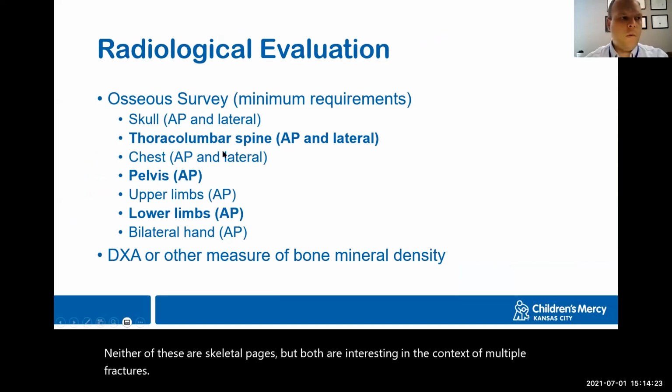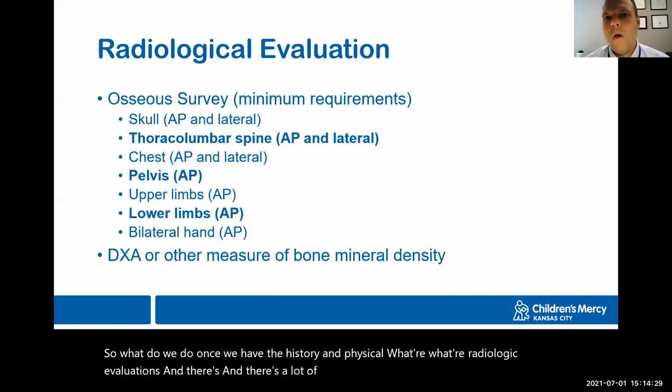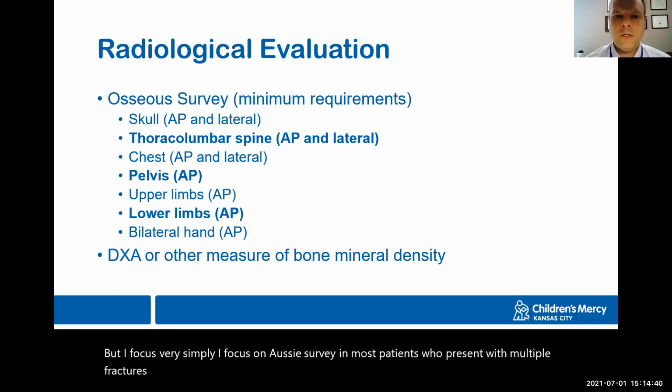So what do we do once we have the history and physical? What are our radiologic evaluations? And there's a lot of different possibilities here. But I focus very simply. I focus on an osseous survey in most patients who present with multiple fractures, particularly pediatric patients. Adult patients, not so useful. But the osseous survey is really very helpful.